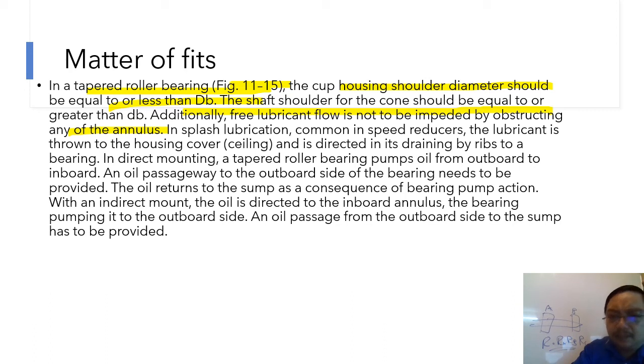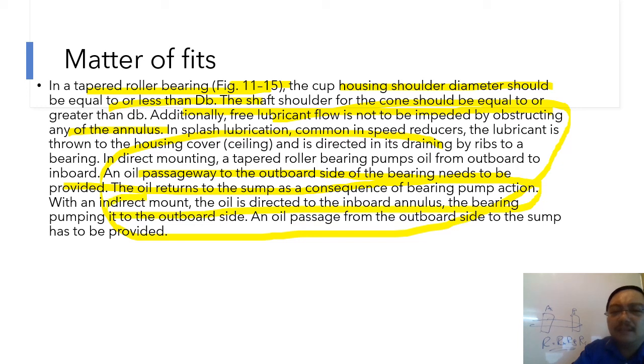This hydrodynamic flow, everything you will learn better in the next topic on journal bearing, where I will explain a lot better. This ball bearing also has lubricant, but it's not explained in much detail. The oil passageway or oil side of the bearing needs to be provided. You will learn better in the next chapter. You just have to know that some bearings need lubrication.